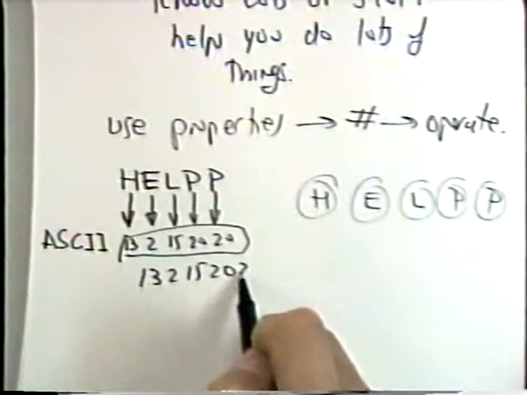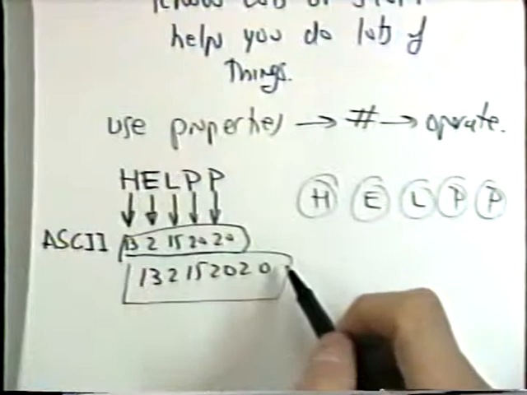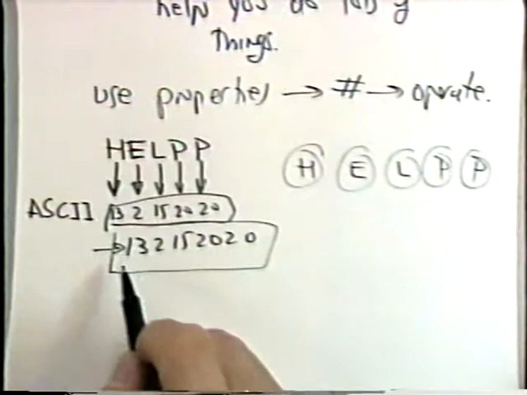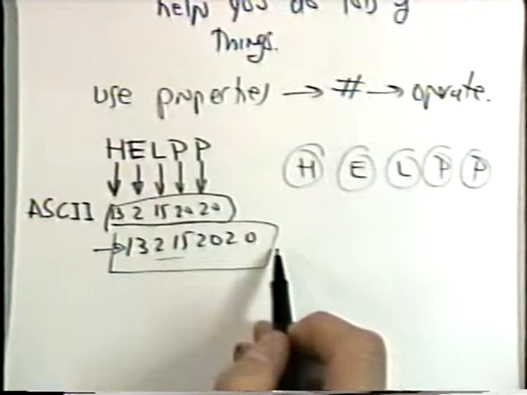13215202020. Now, if I have a dictionary that consists of an equivalent translation of all the other legitimate words in order, it's much easier for me to find if this number is in the dictionary. And that's actually how spelling checkers work.